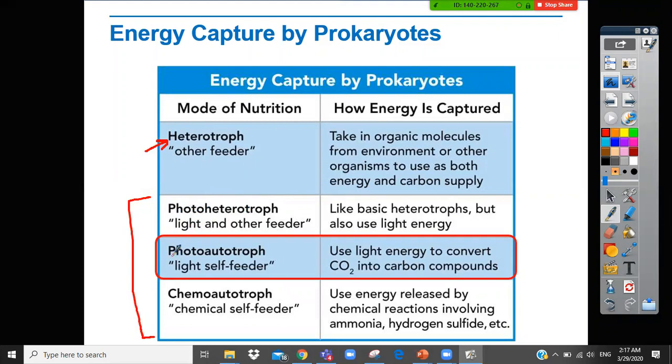The second type of autotroph prokaryotes are called photoautotrophs. They use light energy to convert carbon dioxide into carbon compounds that they can use as an energy source. The last type of these autotrophs is the chemoautotrophs. They use chemical energy to make a compound that helps them take energy. So they are making their food using chemical energy.